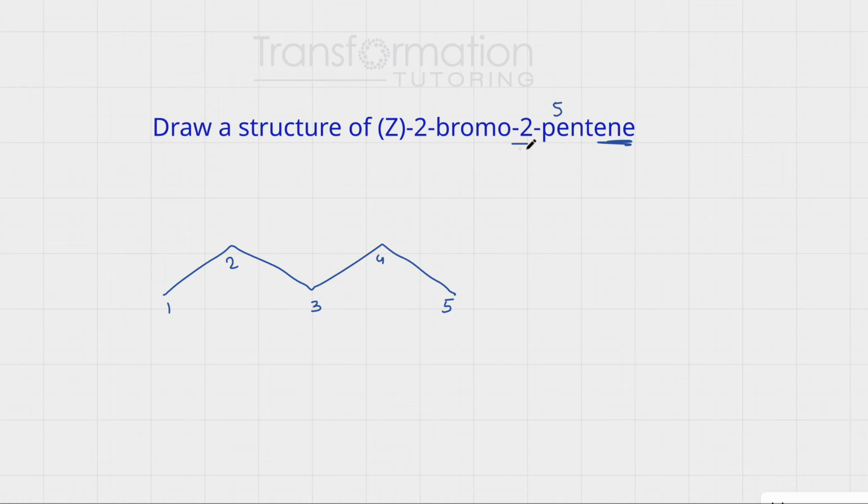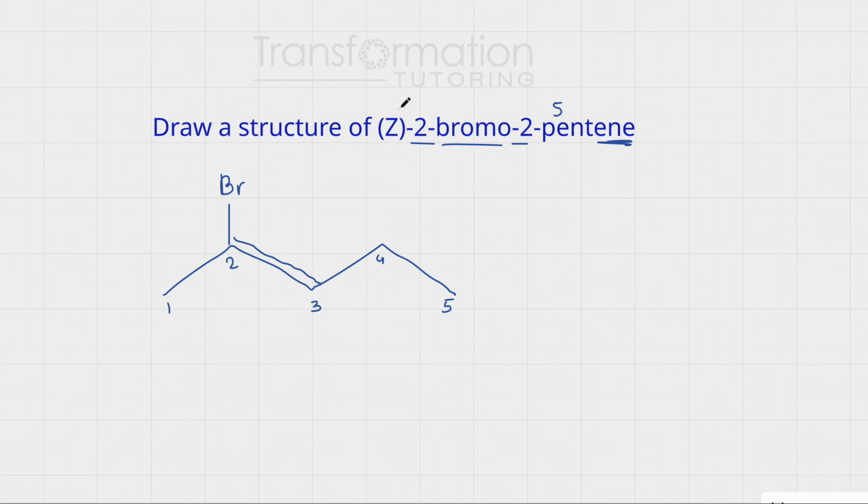2-pentene means that starting from carbon 2, I have a double bond because it's an alkene, so there must be a double bond between carbon 2 and 3. And 2-bromo means there is a bromine on carbon number 2.